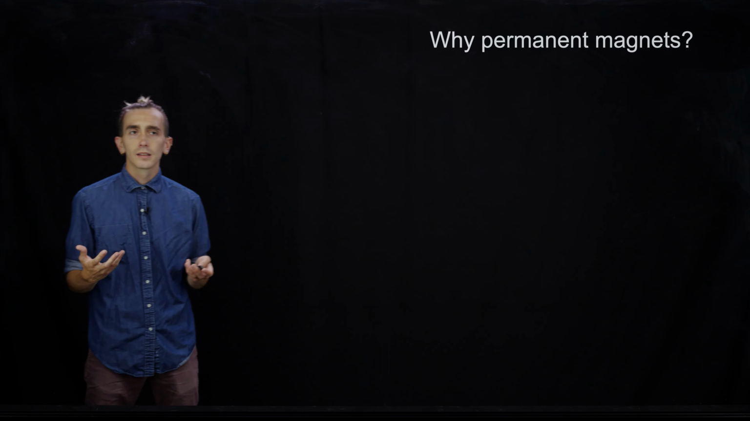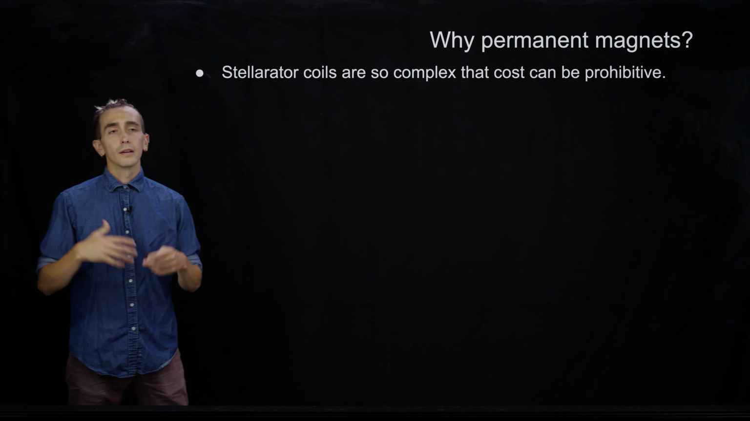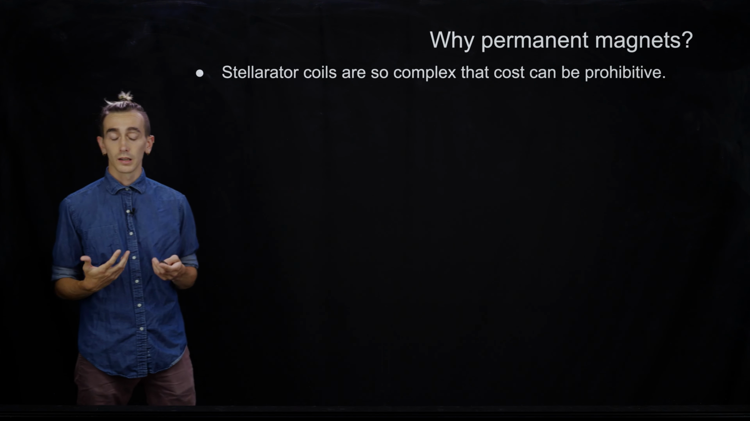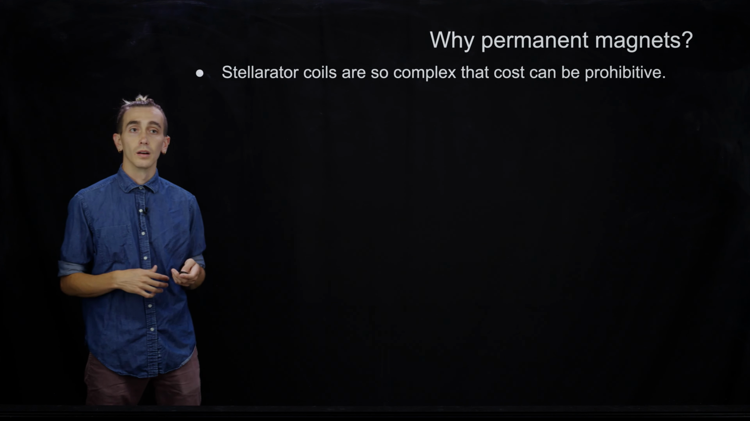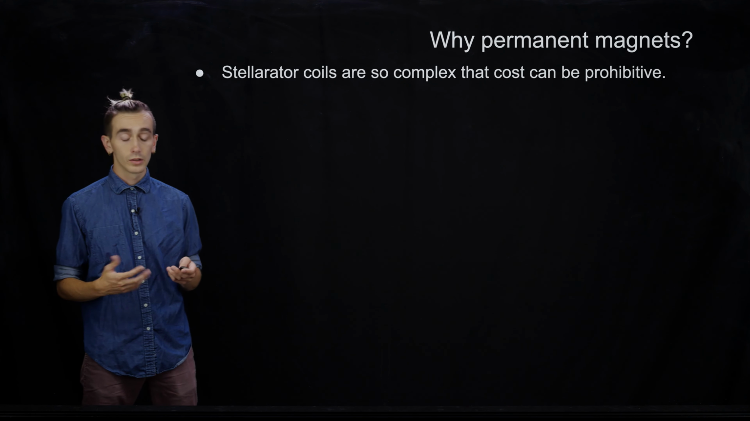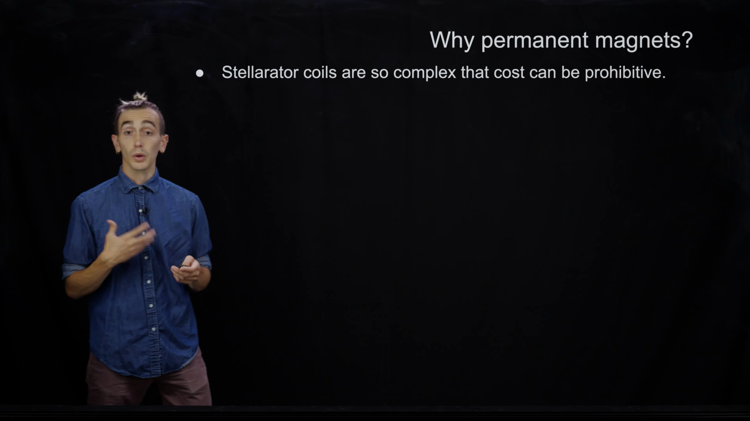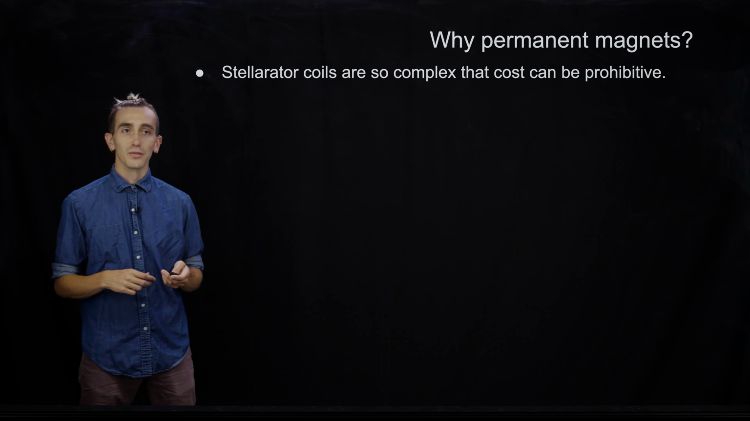So where do permanent magnets come in here? May not be clear so far. It turns out, I mentioned stellarator coils are so complex that the cost can actually be prohibitive. Full-scale, reactor-scale devices here can mean like $10 billion. So it's really a lot of money, and it really pays off to build coils and build a device that's easier to manufacture and assemble.